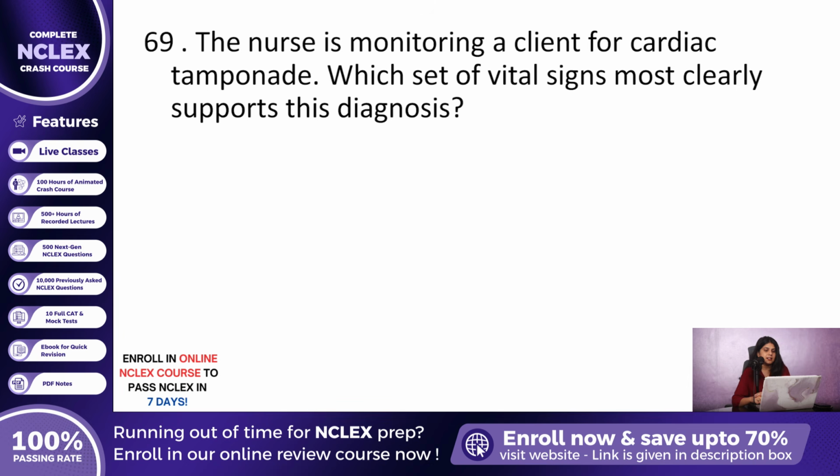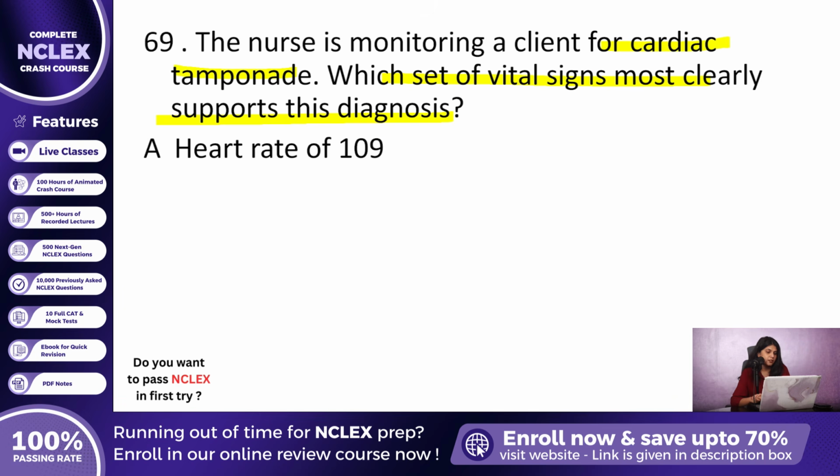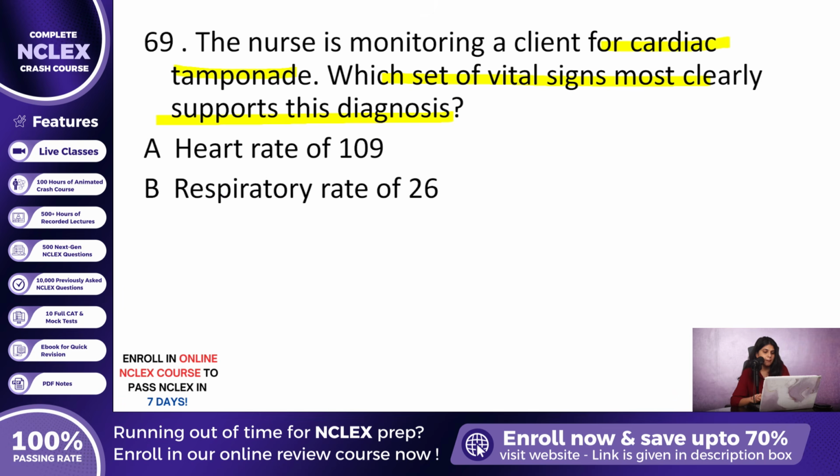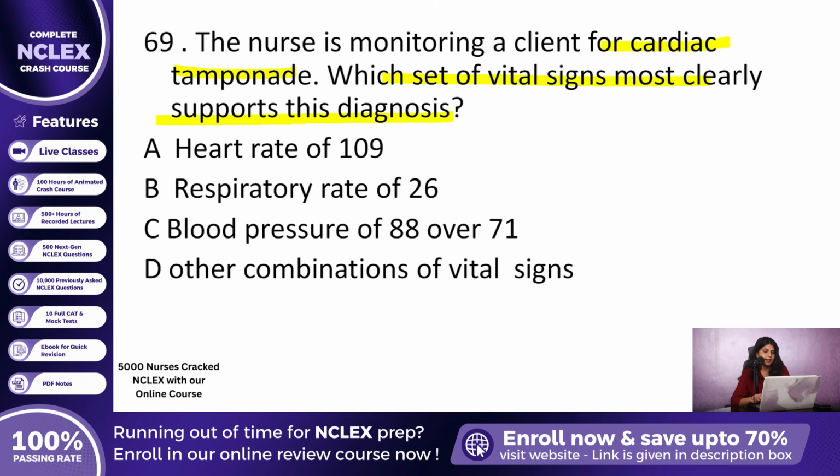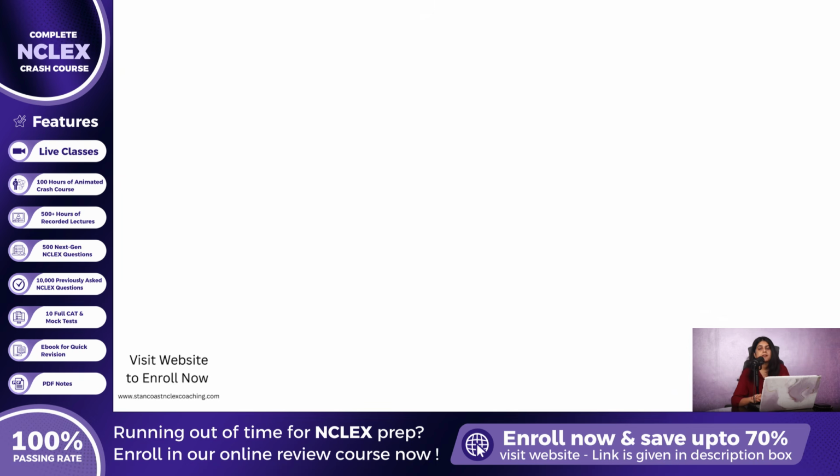Question 69. Let us now look at a life-threatening cardiac complication. The nurse is monitoring a client for cardiac tamponade. Which set of vital signs most clearly supports this diagnosis? The options are a heart rate of 109, respiratory rate of 26, and blood pressure of 88/71, or other combinations of vital signs. The correct answer is option A, heart rate of 109 beats per minute, respiratory rate of 26 breaths per minute, and blood pressure of 88/71 millimeters of mercury.